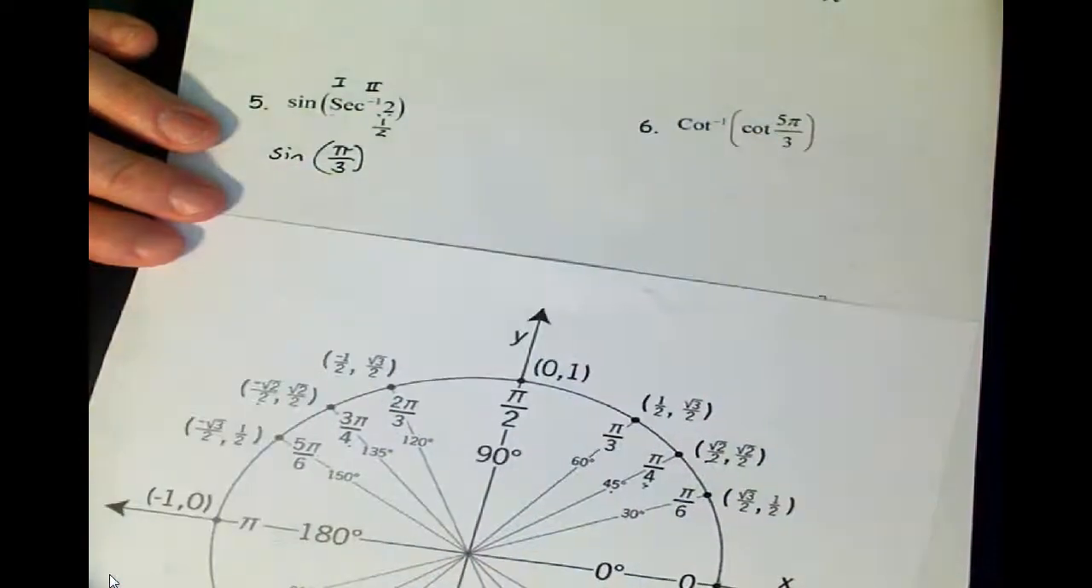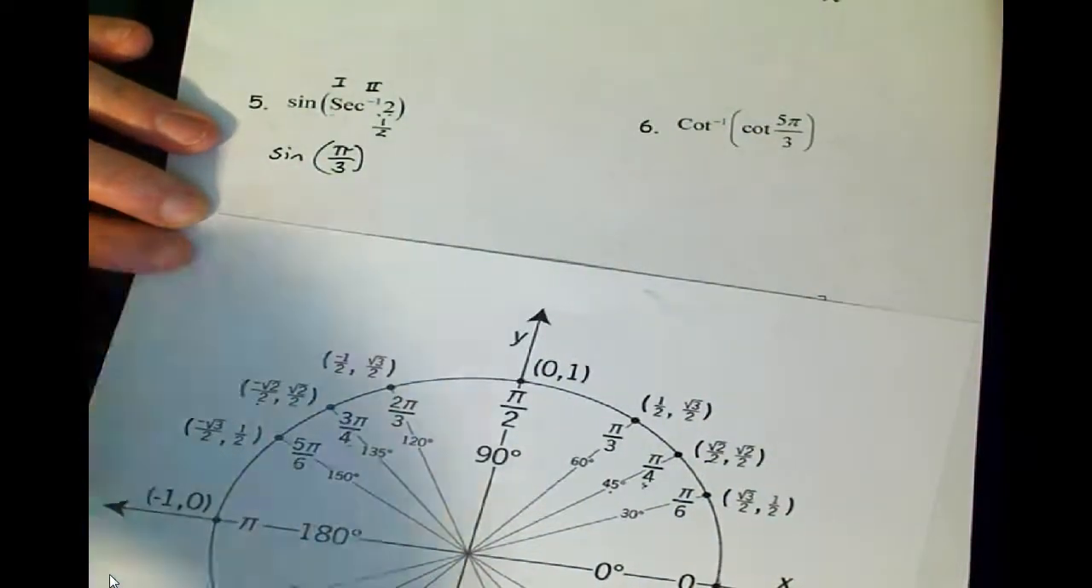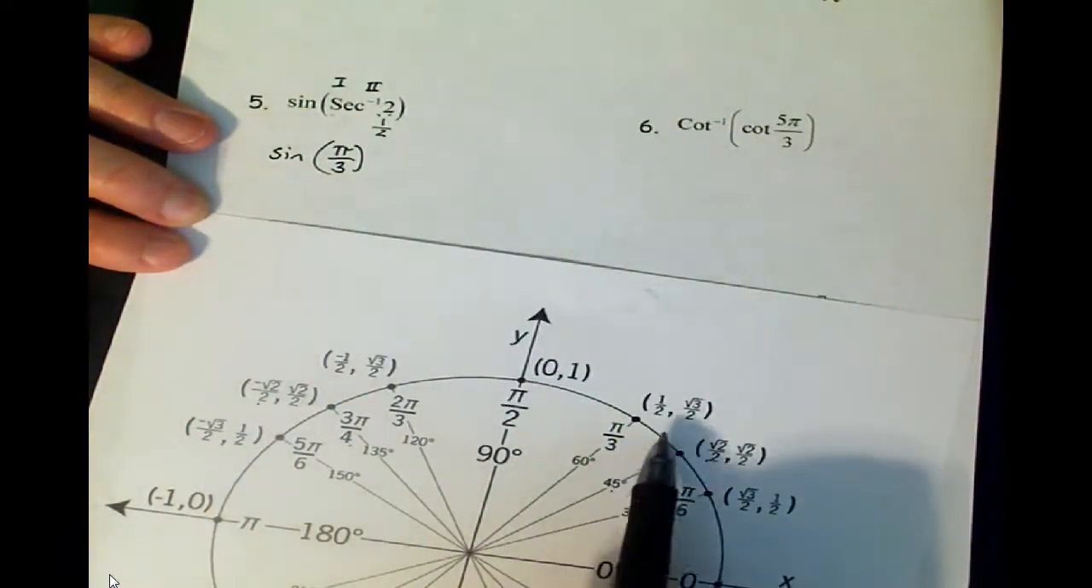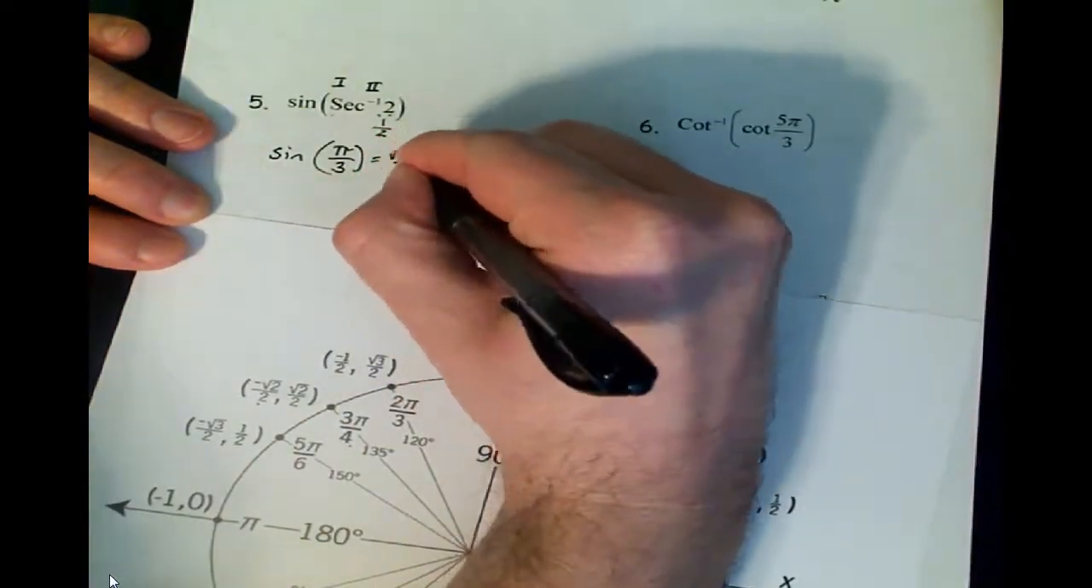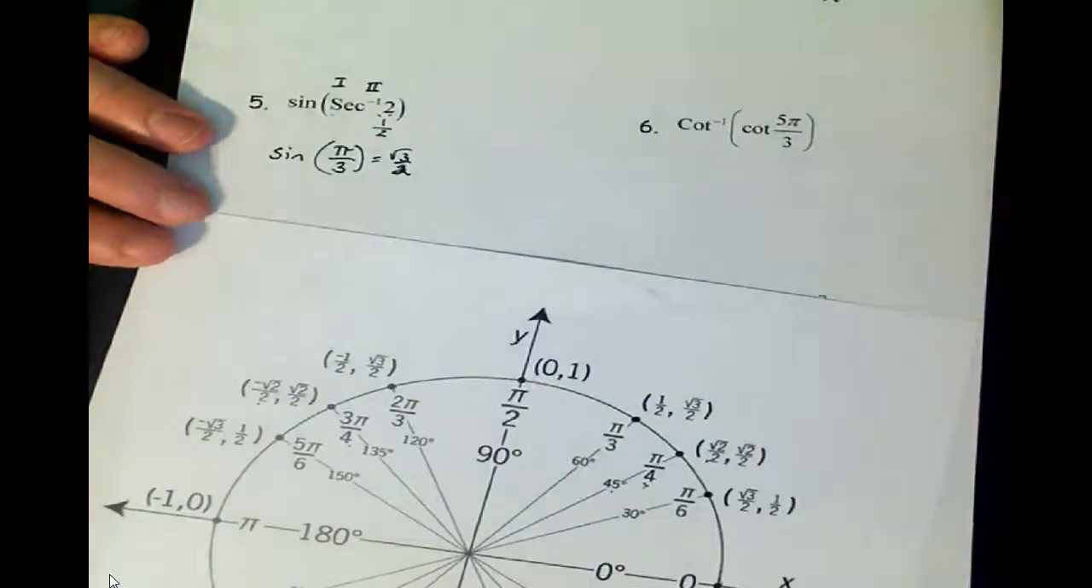And then it just wants to know what sine of pi/3 is. So I just go over to pi/3, and sine is the y value. So it is square root of 3/2. Just like that.